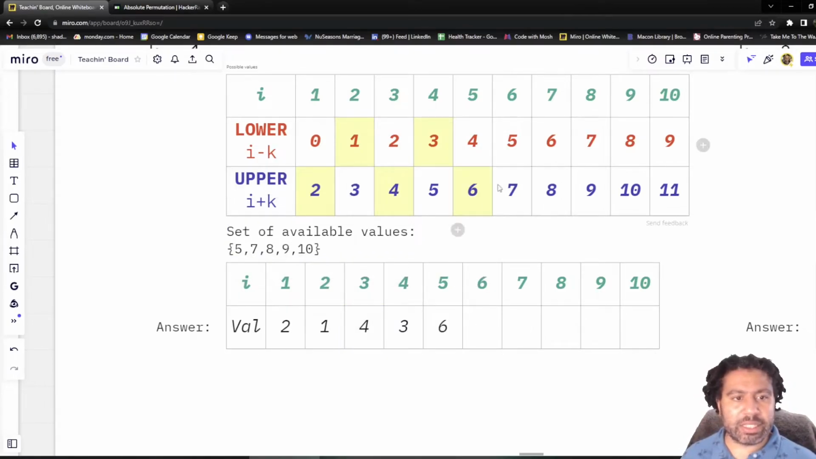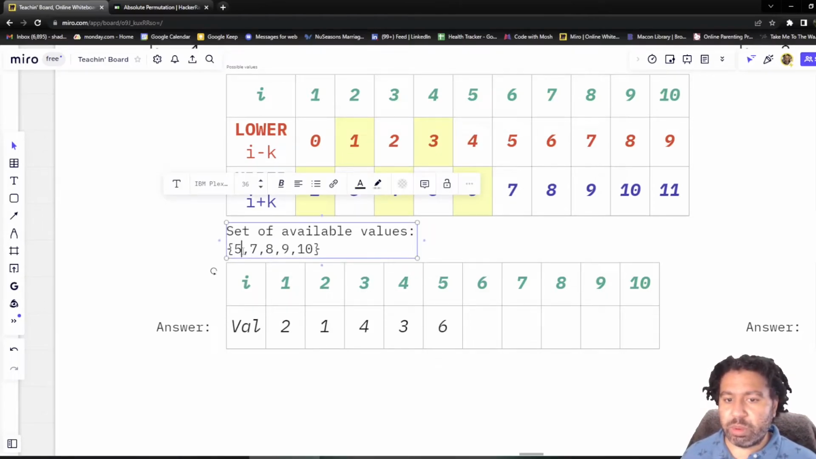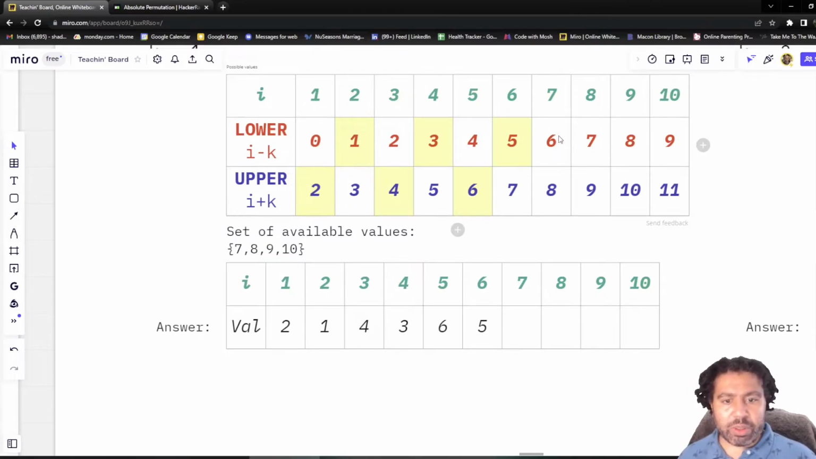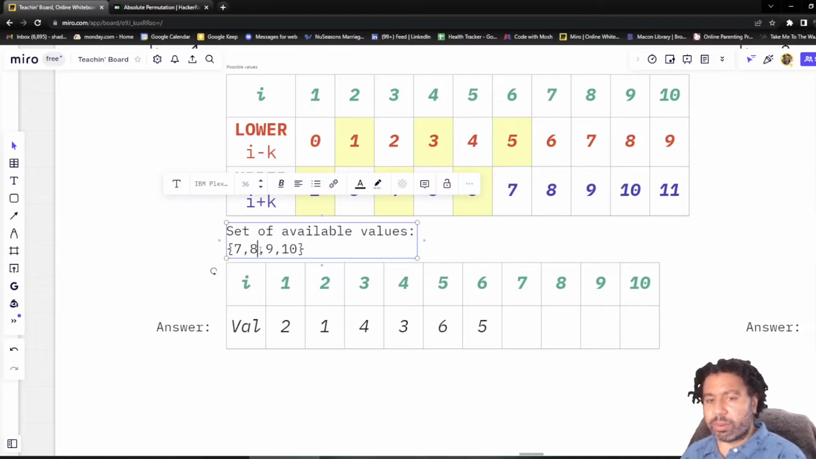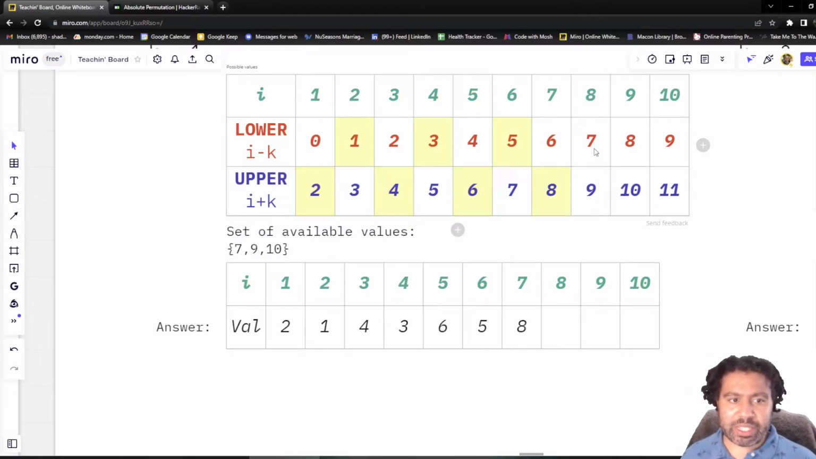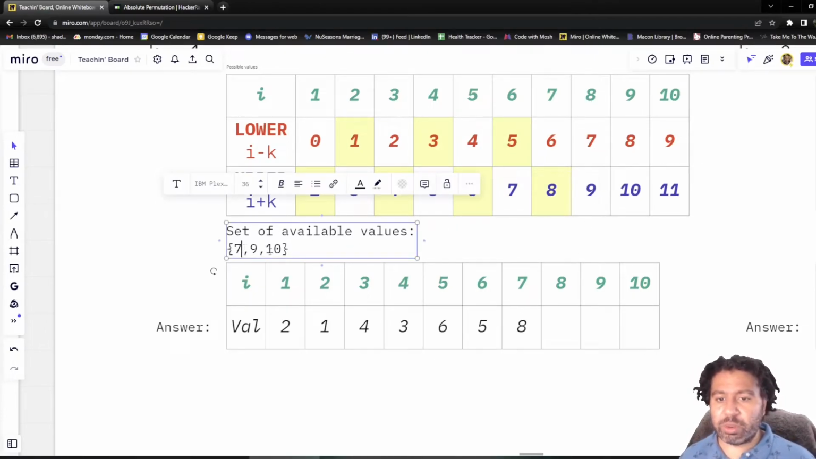And for the index 6, we either have a 5 or a 7. We can pick either one because they're both available, but we'll pick the 5 because it's small. For the 7, we have either the 6 or the 8. The 6 was locked in before, and so we can only pick the 8 here. And for the index of 8, we either have a 7 or a 9. We have both available, so we're definitely going to pick the 7.